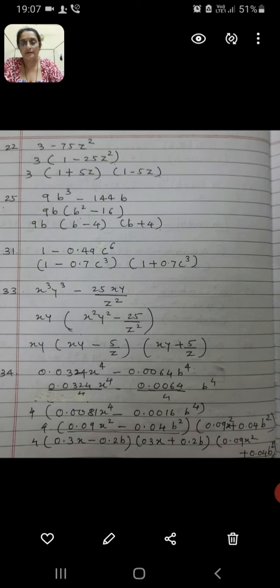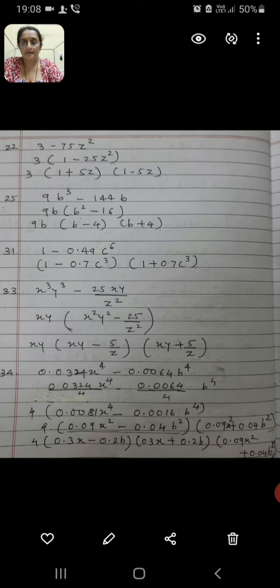So you have to take the root of those numbers. Root of 0.0081 is 0.09. Root of x raised to 4 is x square. Root of 0.0016 is 0.04, and root of b raised to 4 is b square. So once we put it positive, once we put it negative. So 4 as it is, 0.09 x square minus 0.04 b square, once positive, once negative.